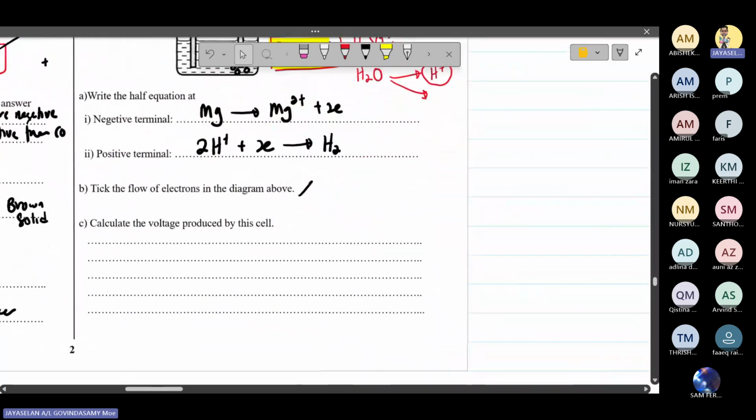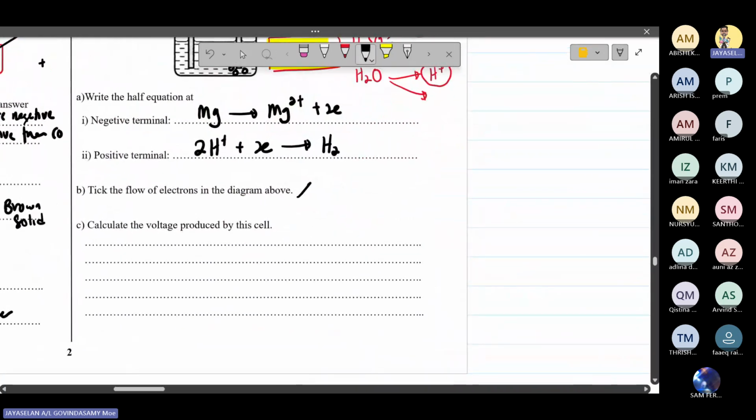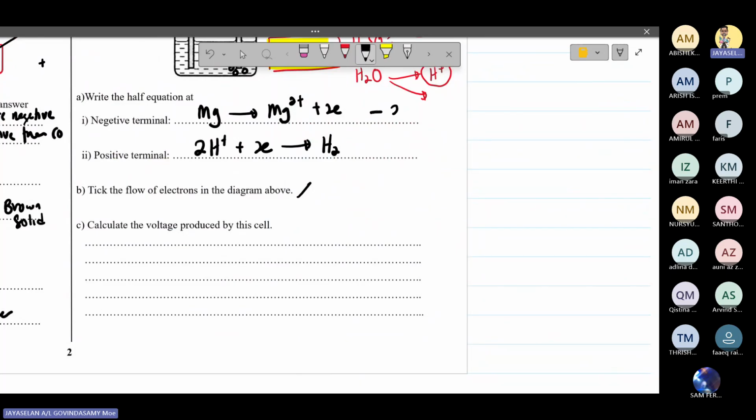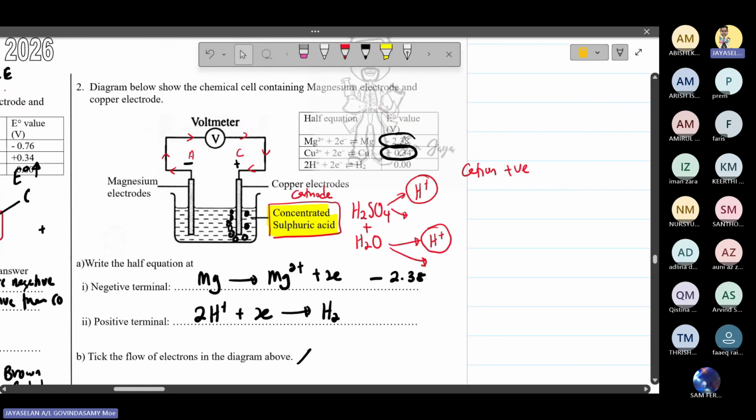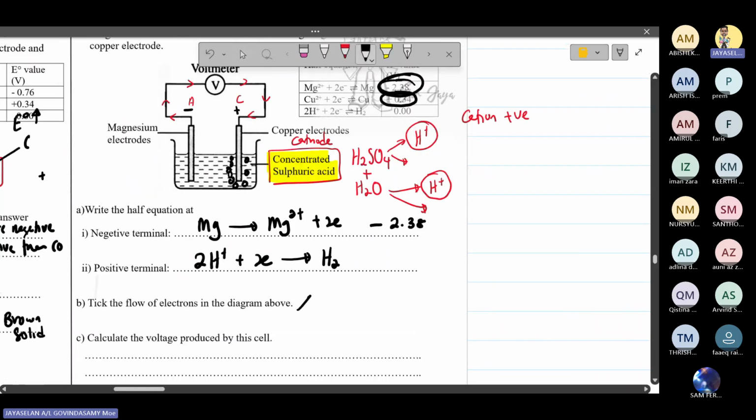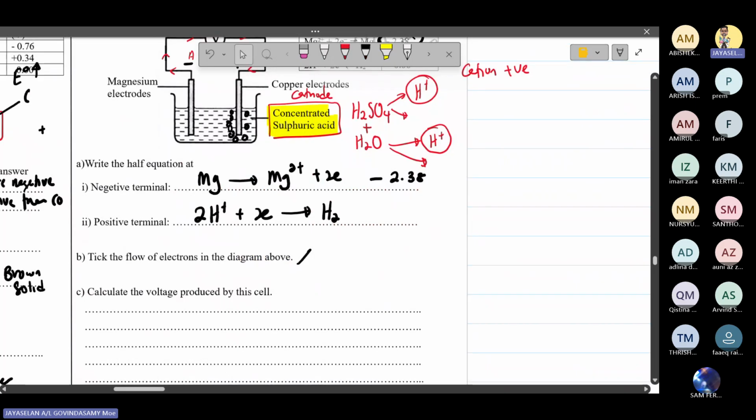How to calculate the voltage? Once you already put the E naught value, the half equation, you write down the E naught value 2.38. Mana saya nampak ini ke, sir? It will be given in the question. Where is the E naught value? Sudah diberi. Okay, what is the E naught value of hydrogen? Here, copper, not copper 2 ion, hydrogen ion, 0.00.